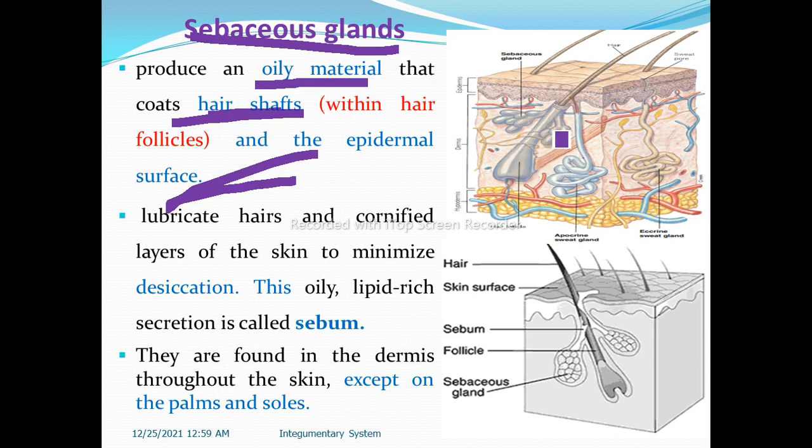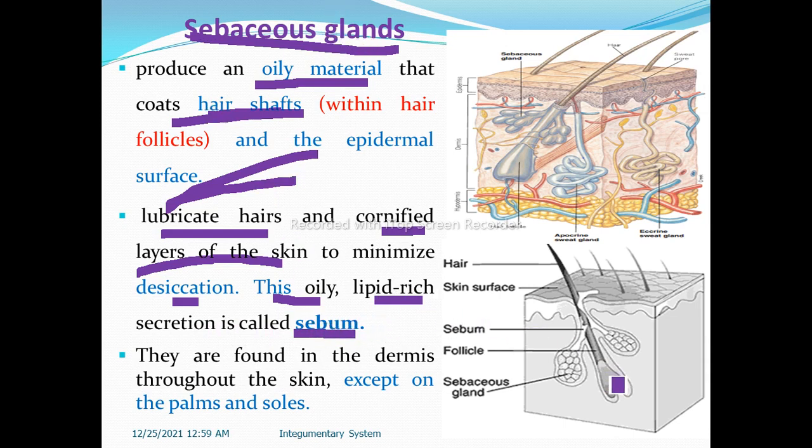So this is the hair follicle. This is also a sebaceous gland. They drain into hair follicles and the shaft. The main function of sebaceous gland secretion is to lubricate hairs, and also the cornified layers of the skin to minimize desiccation. This oily, lipid-rich secretion is called sebum. The secretion of the sebaceous gland is called sebum.